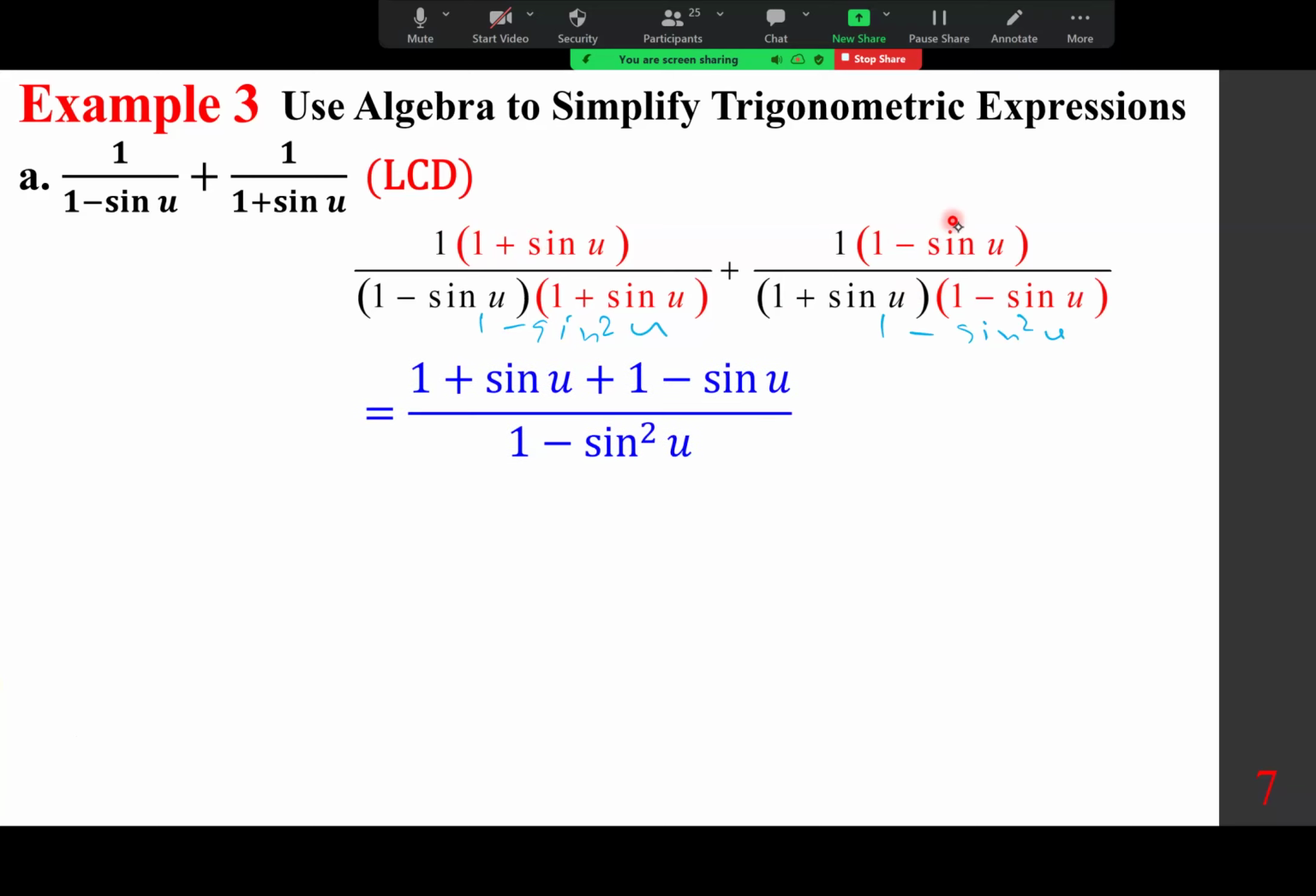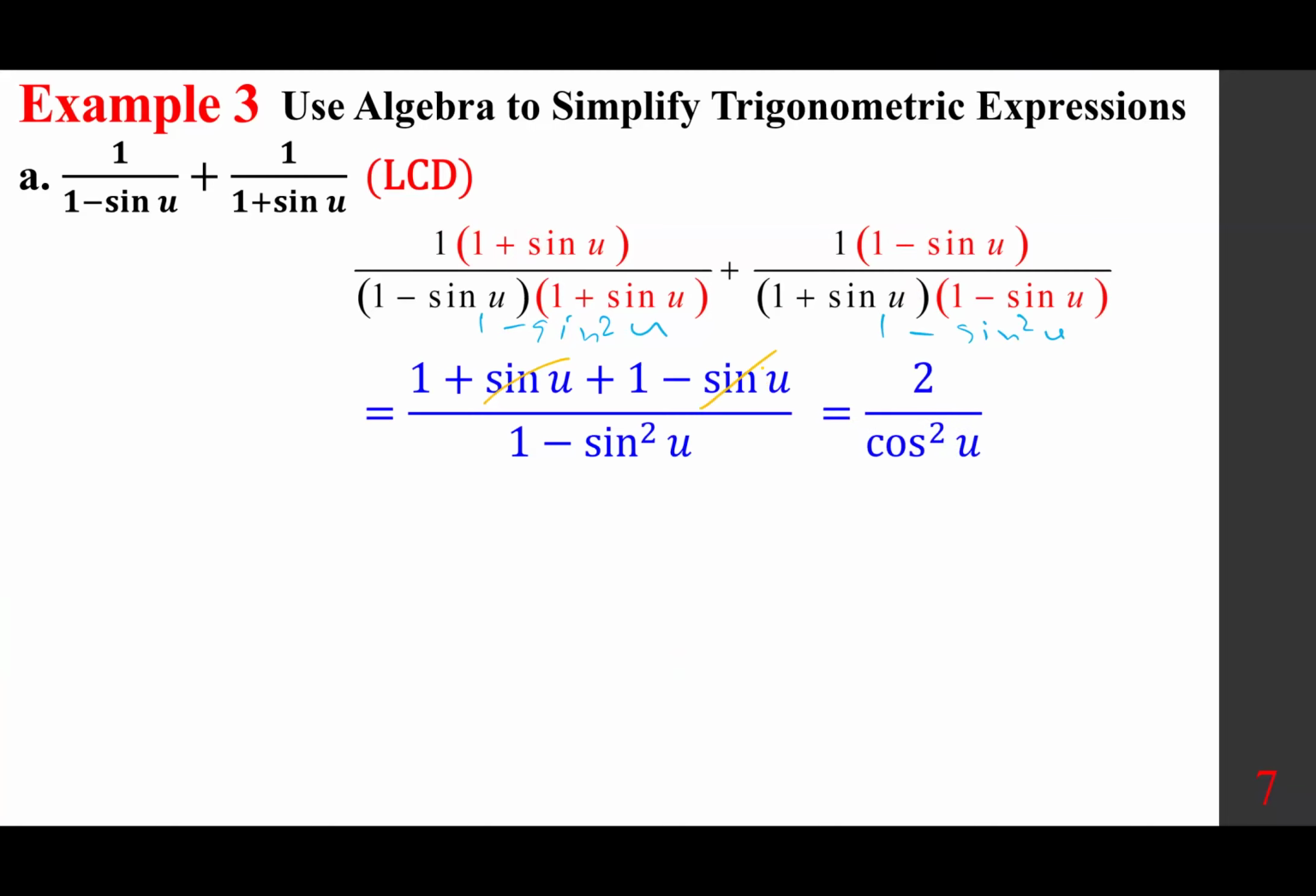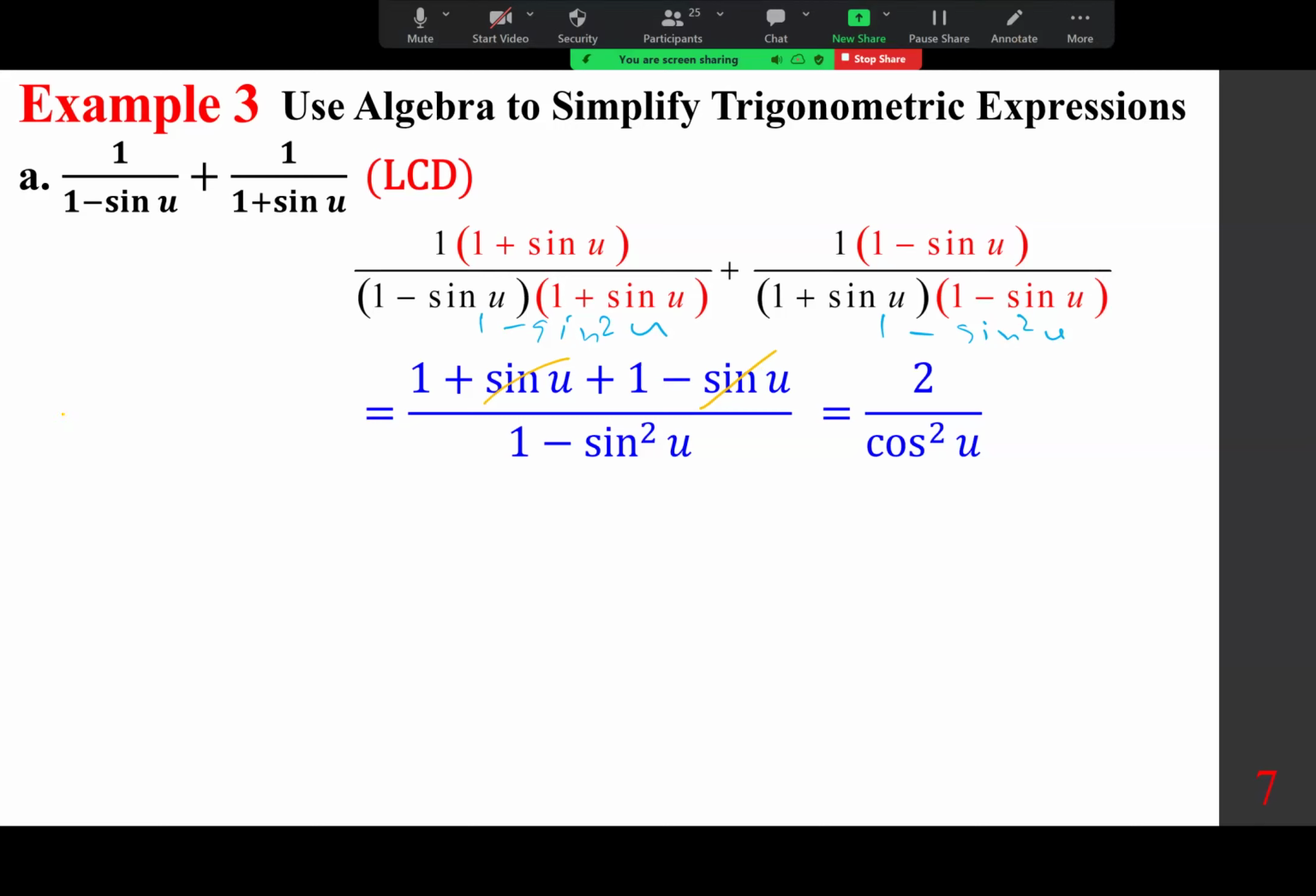So when you add them up, these two cancel each other, and the numerator is 2, and the denominator is cosine squared. And secant is 1 over cosine. So 1 over cosine is secant. So you have 2 secant squared u.